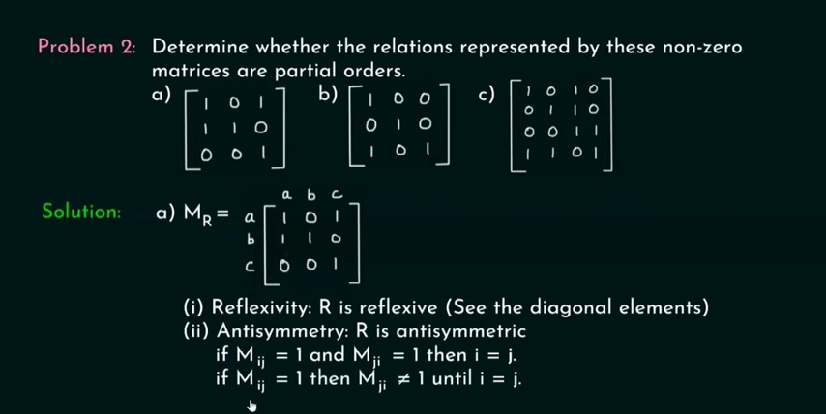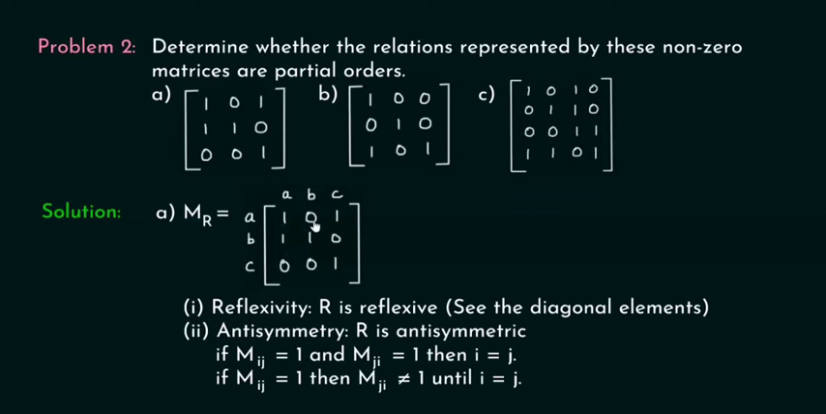Or in other words, we can say if Mij is equal to 1, then Mji must not be equal to 1 unless i is equal to j. Here you can see that BA does belong to R, but AB does not belong to R, right? AC does belong to R, but CA does not belong to R. So it is clear that this relation is antisymmetric. You can clearly see this, right?